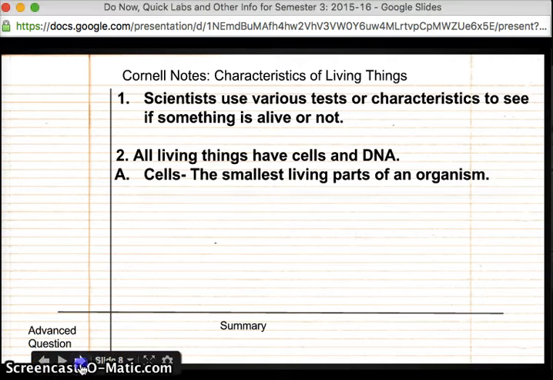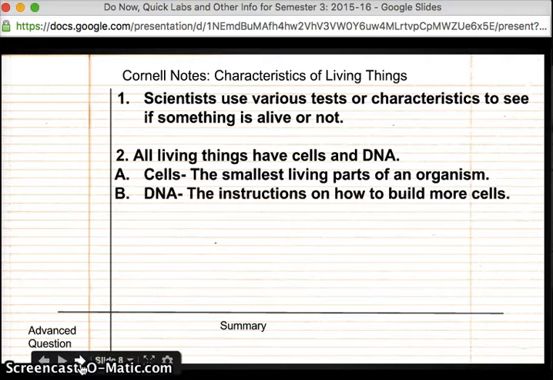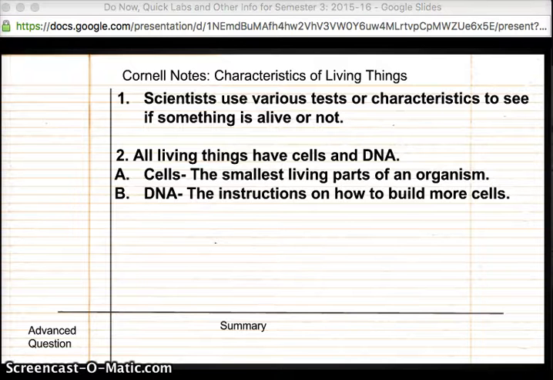And just like I showed you in that picture, within cells there's DNA. And DNA are the instructions on how to build more cells. And DNA is important for other things, but we'll talk more about that in a future lesson. Go ahead and catch up and write that if you haven't. Pause this video if you need more time, and then we'll move on.